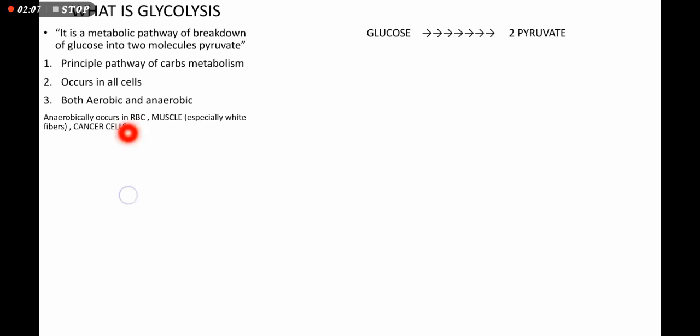As I told you, it occurs anaerobically in RBCs. It occurs in muscles anaerobically when muscles are under extreme stress or have been used for hours, that is extreme exercise. Then muscles enter hypoxic states in which they use glycolysis anaerobically. In cancer cells, glycolysis always occurs anaerobically because the rate of growth of cancer cells is extreme.